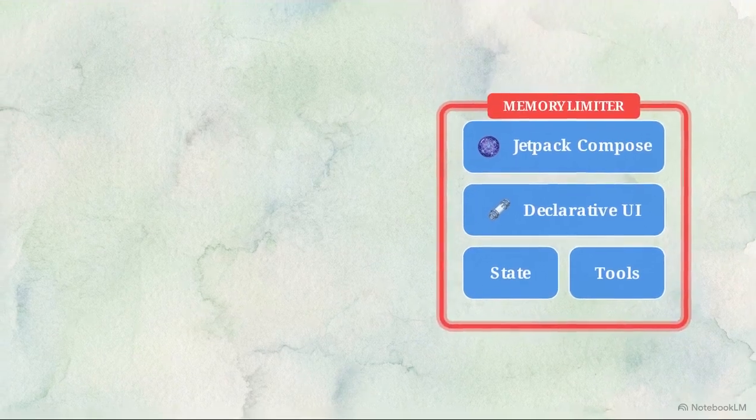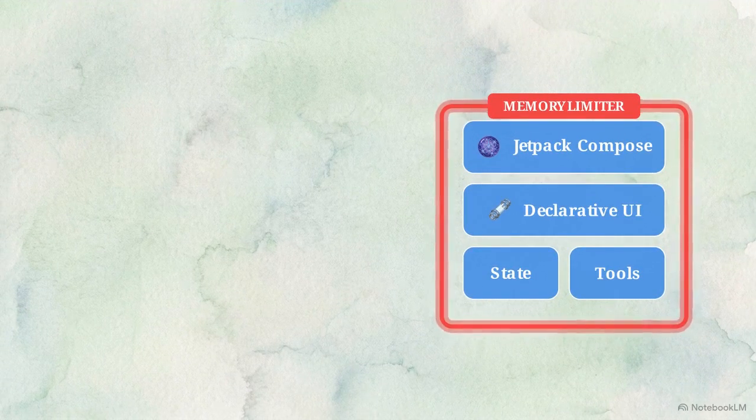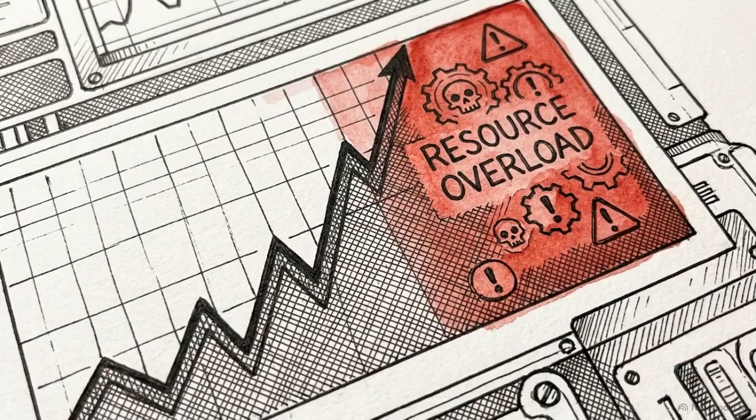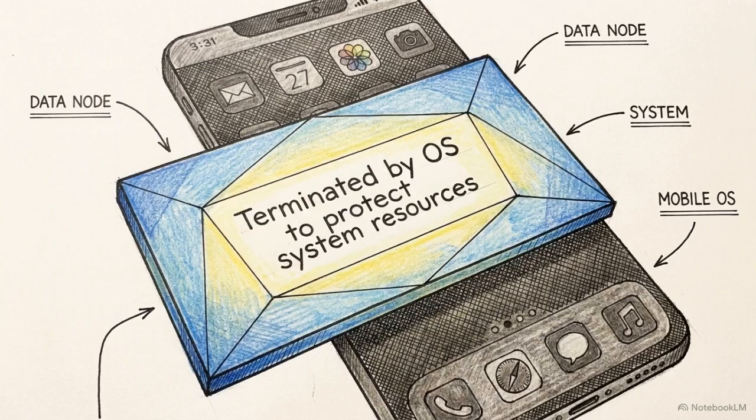Android 17 enforces strict memory boundaries across the entire ecosystem. Applications that leak memory or exhibit runaway resource usage will no longer degrade the user experience. Instead, the OS will protect the Android runtime by terminating those apps entirely.